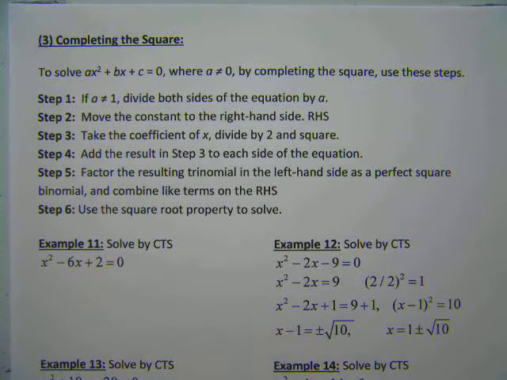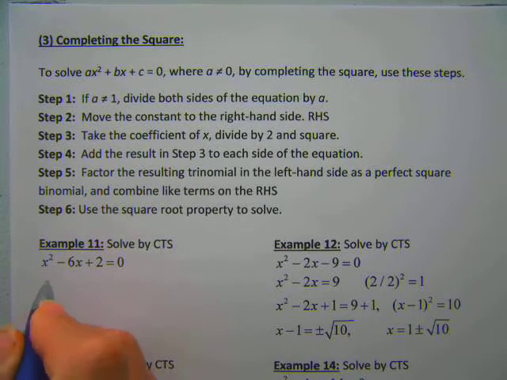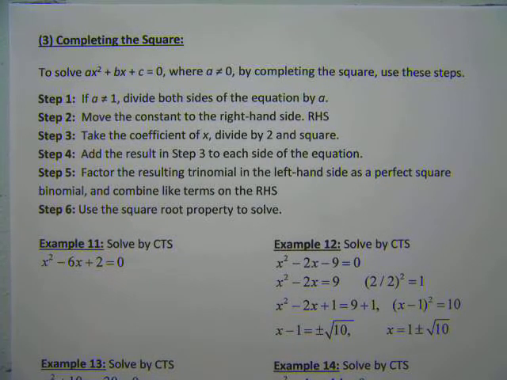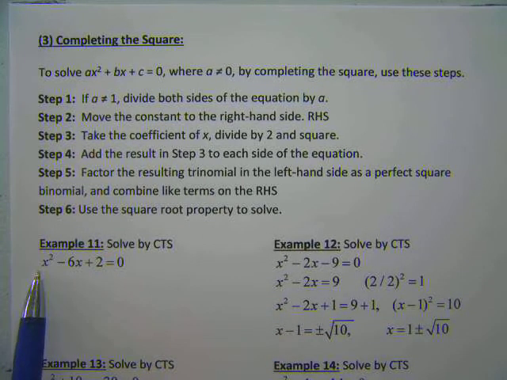Let's do this first easy one. Solve by completing the square. In the test, by the way, you will be asked to use a certain method, and you have to use that method. Okay? So the final answer always is worth 1 point. So this first step is if a is not equal to 1, but a is 1, so we're fine. We're not going to divide.